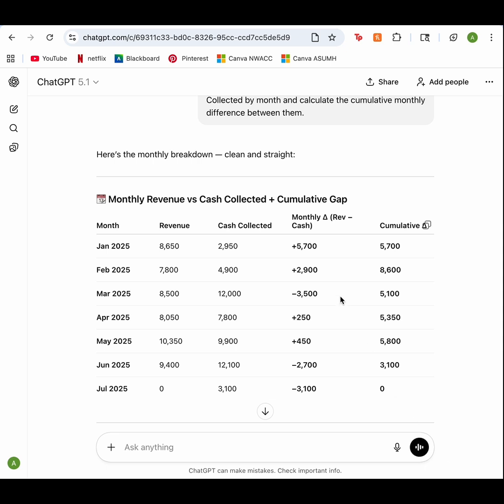Here we can see that in January of 2025, we had $8,650 in revenue, but only $2,950 in cash collected. But as time goes on, although we see our revenue is still steady and even increasing, we also see that our cash collected is catching up. And eventually in July, we have no revenue coming in, but we're still collecting cash from previous accounts receivable.